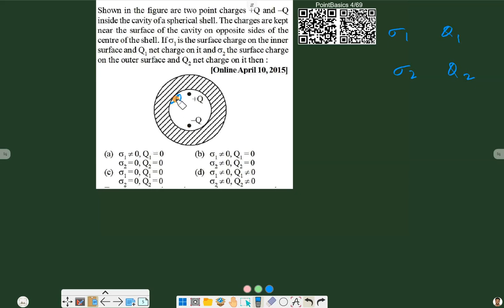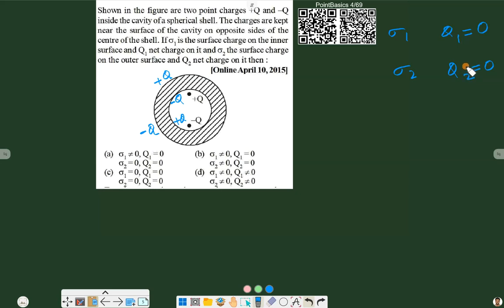And this negative q charge will induce positive, or opposite, q charge on the outer surface. Similarly, this negative q charge will induce positive q charge on the inner surface, and this positive q charge will induce negative q charge on the outer surface. So now on the inner surface, total charge is minus q plus q, so 0. So in short, q1 is 0, the total charge on the inner surface, and similarly, the total charge on the outer surface is again 0. So from this we know that q1 and q2 are equal to 0.